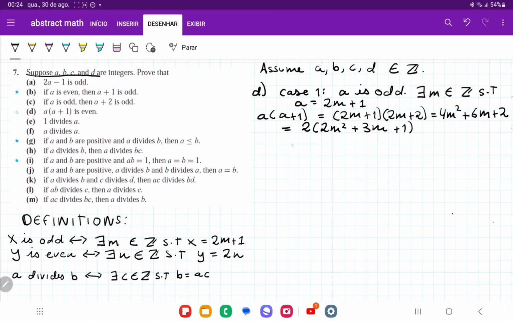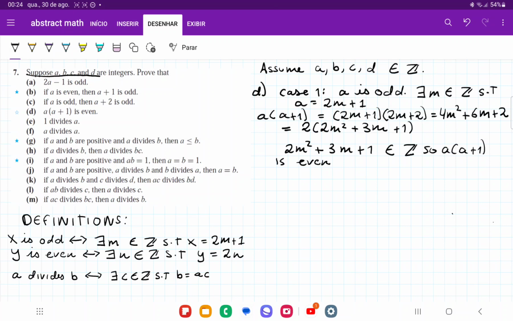Okay, and we can say here that 2m squared plus 3m plus 1 does belong to the set of integers, so a times a plus 1 is even. Okay, so we have shown that a times a plus 1 is even when a is odd.